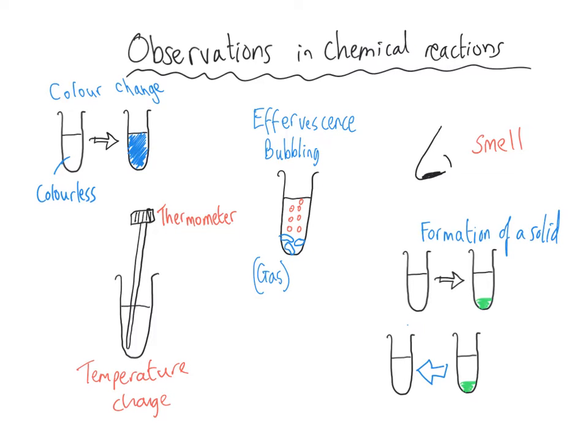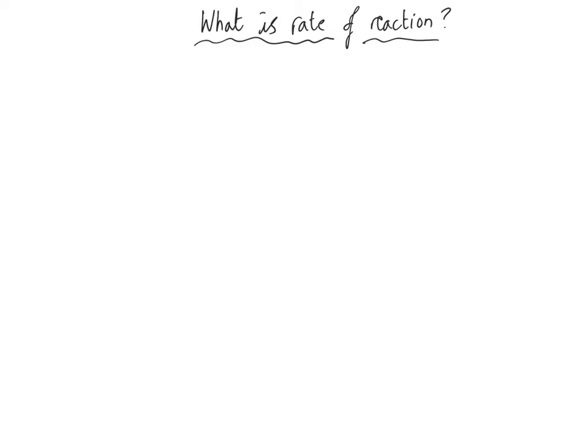Now, the rate of a chemical reaction, what is it? Well, put simply, it is how fast the reactants are changed into the products. Reactions can happen at all sorts of different rates. Sometimes they're really, really slow, like rusting. Other times you can have reactions that are really quick, like explosions.